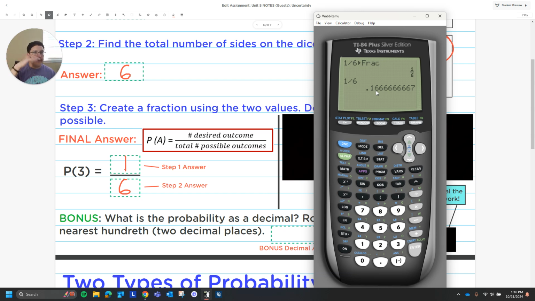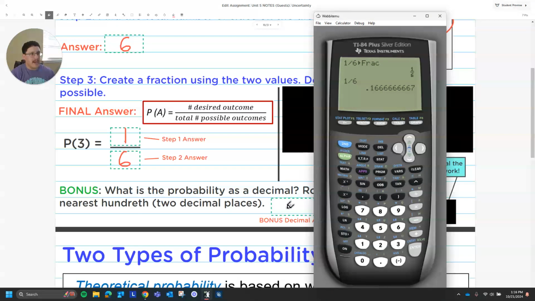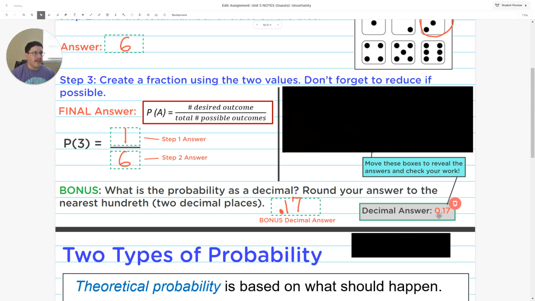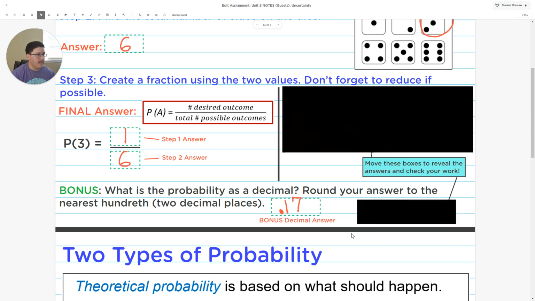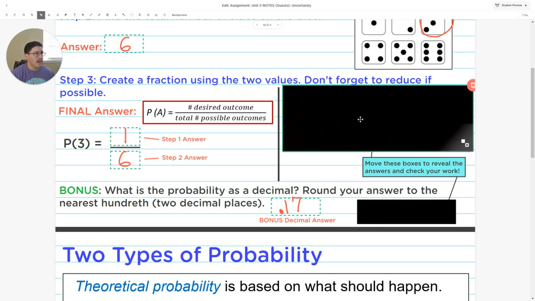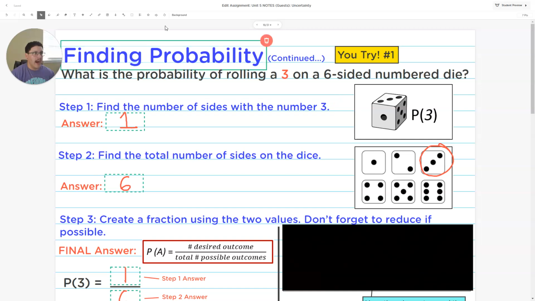So anything that's 5 or bigger will make the number round up. Anything that's less than 5 will round the number down. So because it's 5 or bigger, this will be 0.17 as my decimal answer. So the decimal answer for probability is 0.17. And that's it for you try number 1.